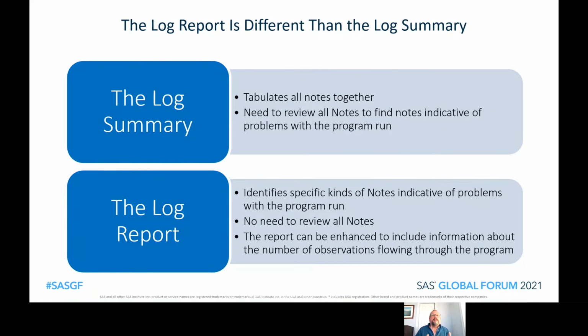I've already talked about this a little bit. The log summary is great for those errors and those warnings, and it does show you the notes, but you really need to look at everything. So I came up with a log report that identifies specific kinds of notes that are indicative of program run. And therefore, you don't have to review every note to see whether your program is working. And it's a huge, huge time saver.